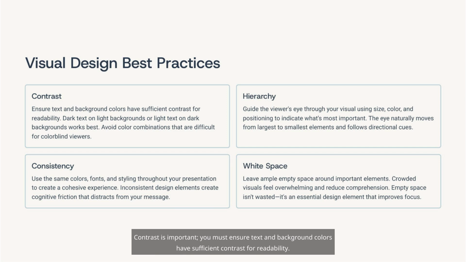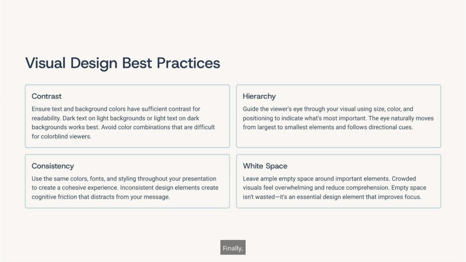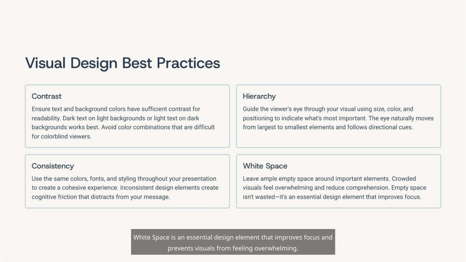Effective visual design is critical for comprehension. Contrast is important. You must ensure text and background colors have sufficient contrast for readability. For hierarchy, guide the viewer's eye through your visual using size, color, and positioning to indicate what's most important. Consistency in colors, fonts, and styling creates a cohesive experience and avoids distracting the audience. Finally, white space is an essential design element that improves focus and prevents visuals from feeling overwhelming.